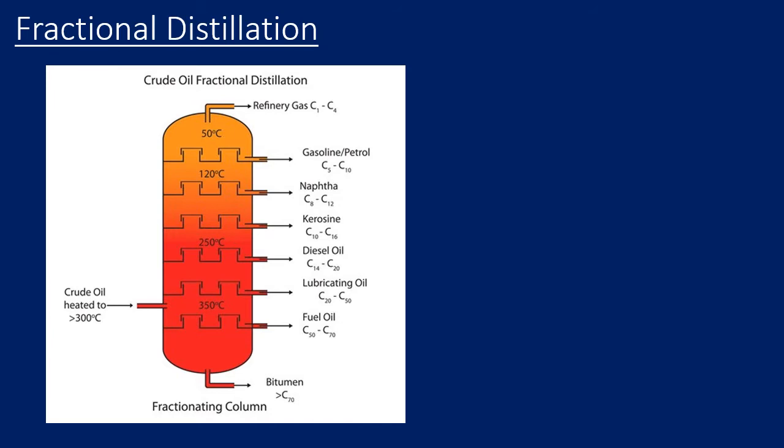You heat this substance up, and the chains that are shorter boil or evaporate first because they have weaker van der Waals forces. So we can talk about van der Waals forces here. So the shorter chains have weaker van der Waals and therefore lower boiling points, and they will move further up the column. So you find the shortest chains at the top and the longest chains at the bottom.